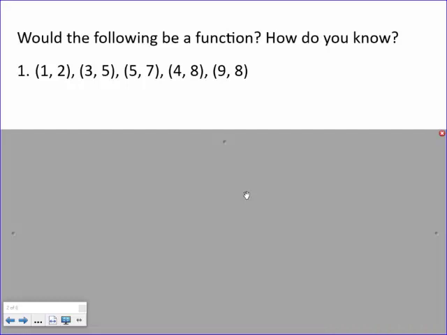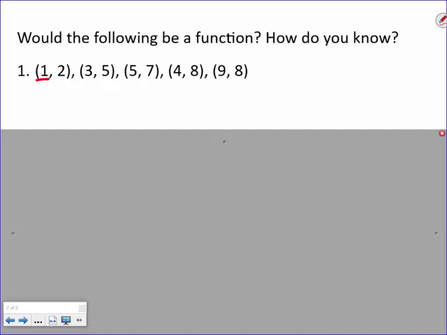Is that a relation? Yes, because it is a set of ordered pairs, right? Okay, so what this is asking is, would that relation be a function? And then we have to determine why. We have to say why we know. Okay, so what is it that we're looking at to determine if it's a function or not? The x values.